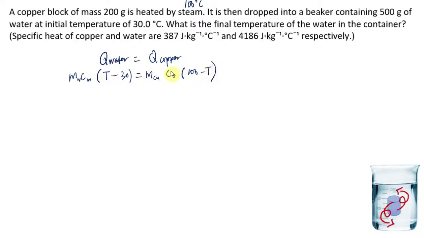because they will eventually reach this same temperature T. Moving on, we're going to substitute now the mass of water, which is going to be 500 gram or 0.5 kilogram, because the specific heat is in joule per kilogram per degree Celsius. Specific heat for water is going to be 4186, times T minus 30, equal to 200 gram or 0.2 kilogram, specific heat of copper 387, and then 100 minus T.